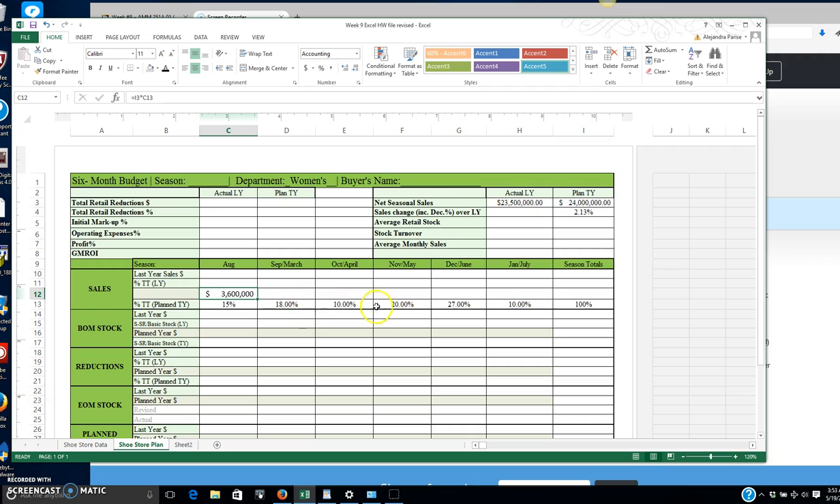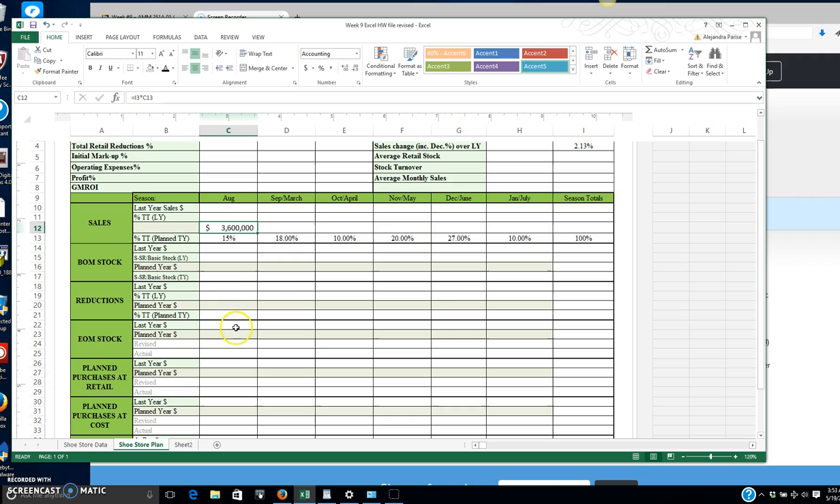Okay, so make sure you have two spaces after the decimal point and continue on. BOM stock, you put in your stock to sales ratio. Remember, you're going to keep these rows blank for last year. There's no last year's numbers. Leave those blank. Put the stock to sales ratio, and the formula for your planned BOM stock would be planned sales times your stock to sales ratio, which would be put here, and that would give you your planned BOM stock.